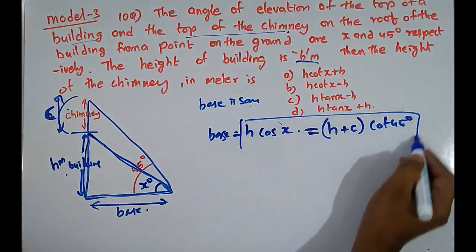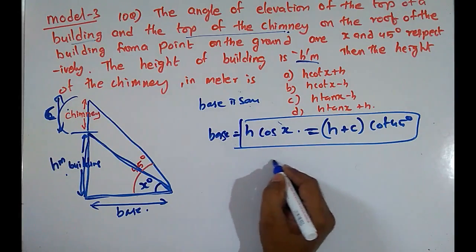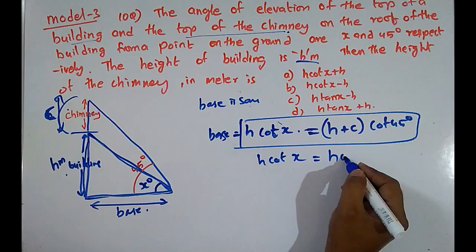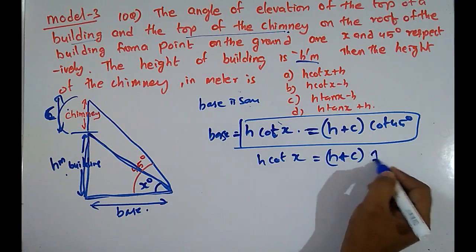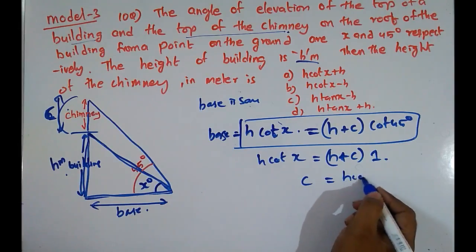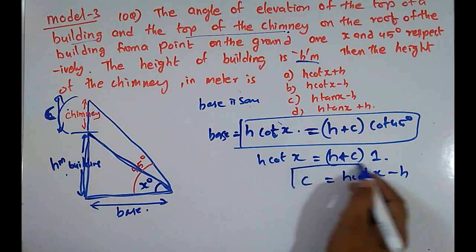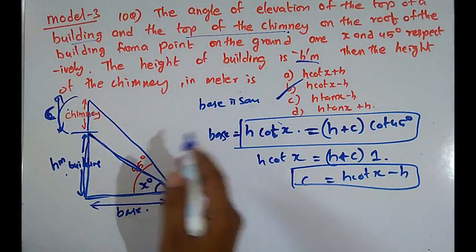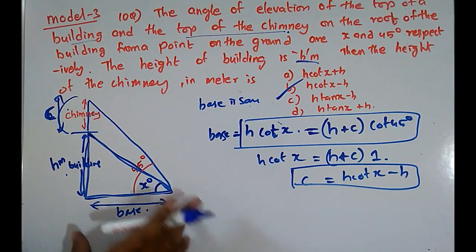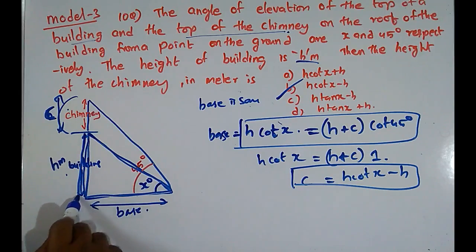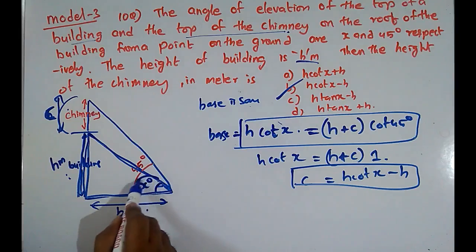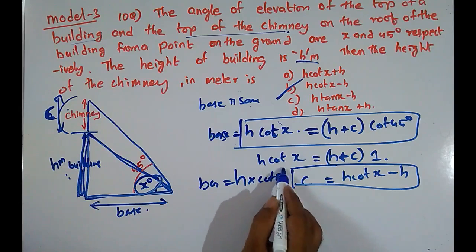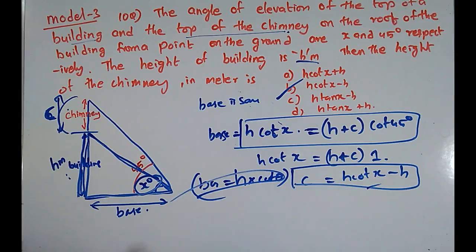So from this we get h cot x is equal to h plus c, friends. Cot 45 is 1. From this c is given by h cot x minus h, which is option B, friends. So we are also using the same formula. Base is equal to h into cot theta, friends. Base is given by h, the opposite side of the angle, multiplied with the cot of the angle. Base is equal to height into cot theta, friends. By using this we are getting the answer within no time, friends.